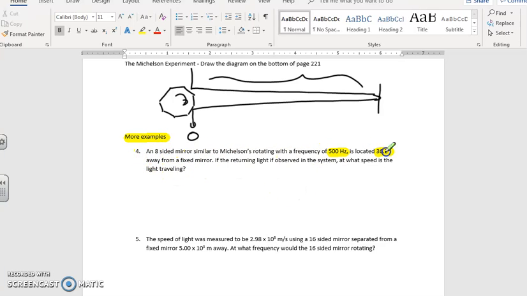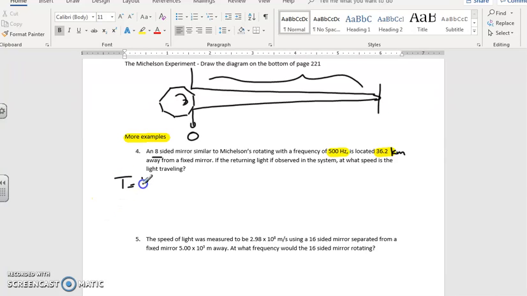So if we take a look at a couple more examples, okay, an 8-sided mirror, rotating at 500 hertz, located 36.2 kilometers away from a fixed mirror, the returning light is observed in the system. At what speed is the light traveling, or measured to be traveling? Well, the time that we're looking for is for 1/8 of this mirror rotating.